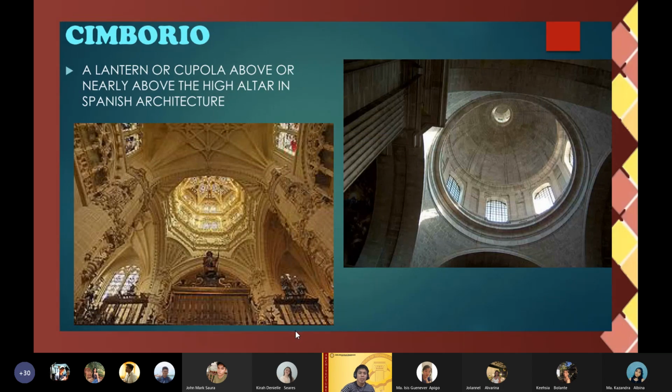Another term is cimborio. So cimborio, a lantern or cupola above or nearly above the high altar in Spanish architecture. So it is called cimborio. When you are at the altar, you look up, and you see a dome on drums up there. That is cimborio.